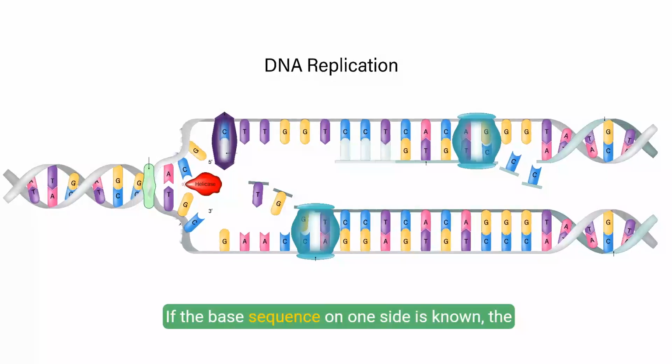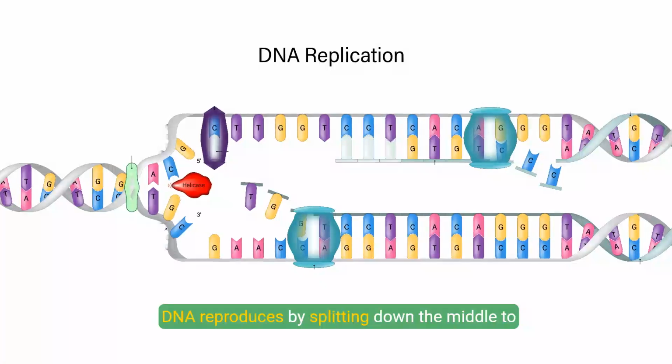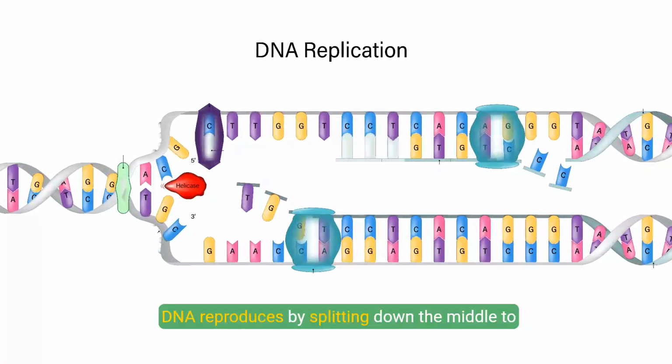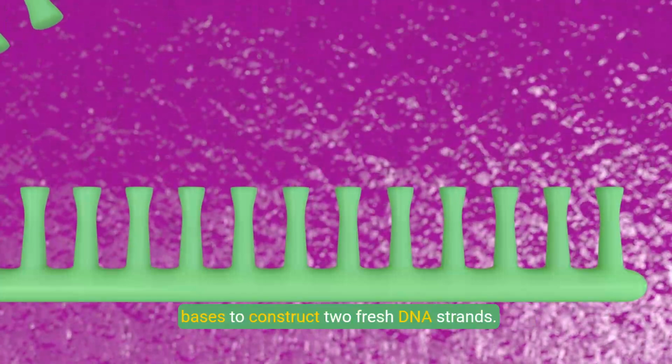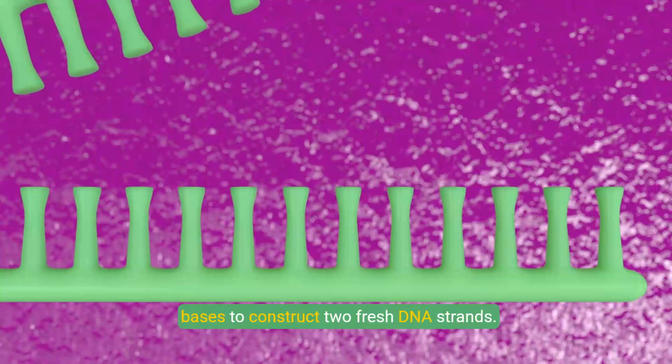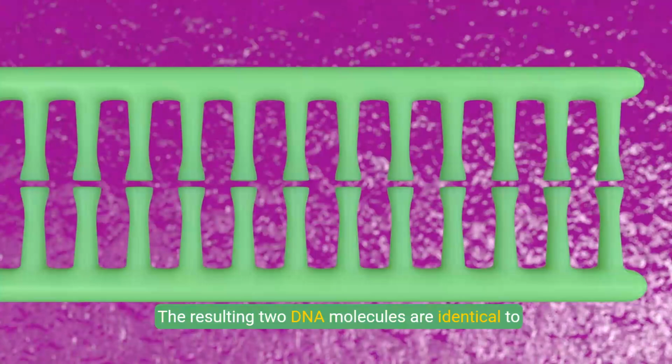If the base sequence on one side is known, the other side can be replicated easily. DNA reproduces by splitting down the middle to separate the bases. Other bases within the cell match with the separated bases to construct two fresh DNA strands. The resulting two DNA molecules are identical to the original.